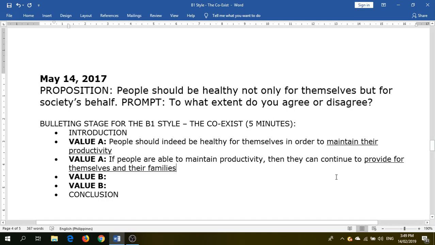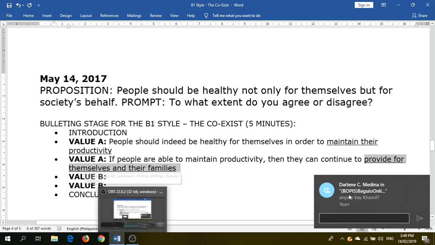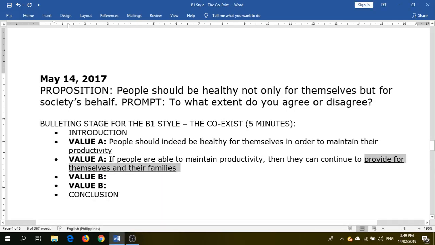So you just simply say that basically what you're saying here is, if people are earning salaries, then they can provide for their food, housing, shelter, and all the needs of their families, like the education of the kids, and all the gadgets that they need, and everything like that.